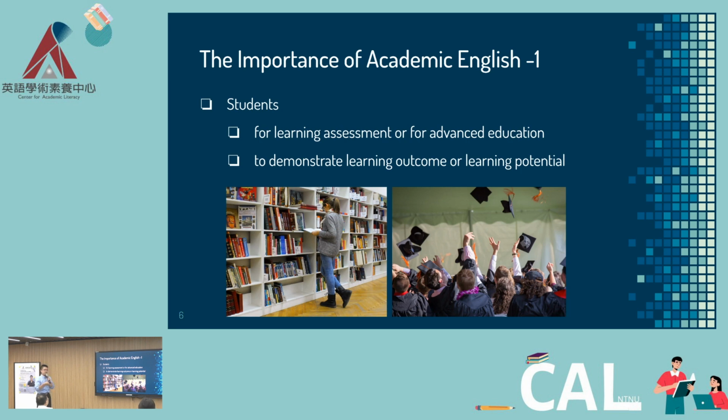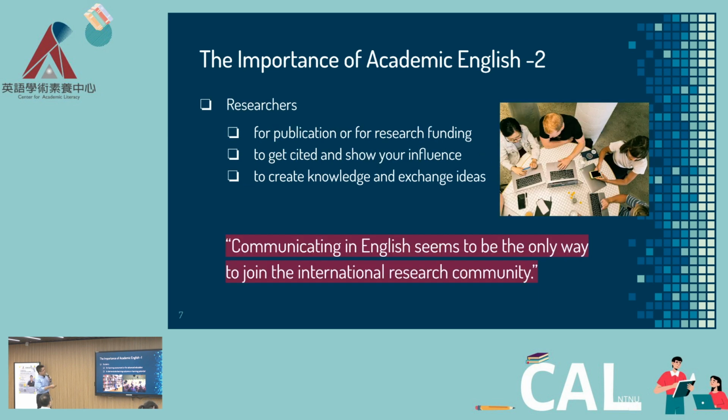So you want to demonstrate to your teacher, to your teaching assistant, or sometimes if you want to get an advanced degree, you want to demonstrate your learning potential to the admission committee. So you have to write something to demonstrate your learning outcome or your learning potential. So that's why you need to write something, okay? To have some formal writing.